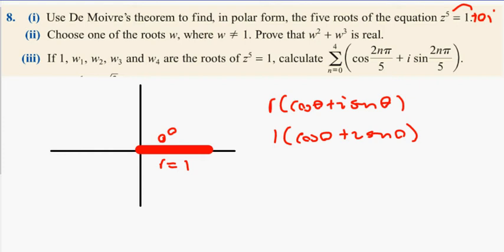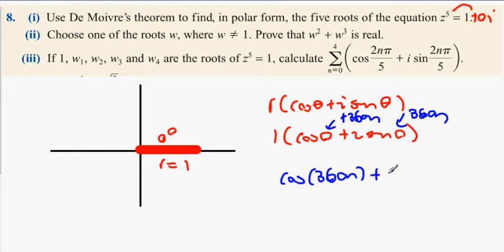Now we've got to add in our 360 degree rotations to account for rotations that also have an r equal 1 value. So we're going to add 360n to each one. This angle here is going to be plus 360n. Therefore it's going to become cos 360n plus i sin 360n. Now, once we're done with that, we go to find in polar form the 5 roots of this equation here. So the 5 roots of this equation.